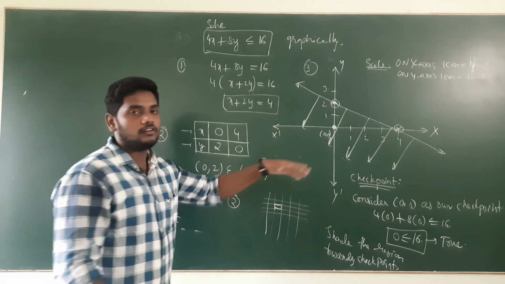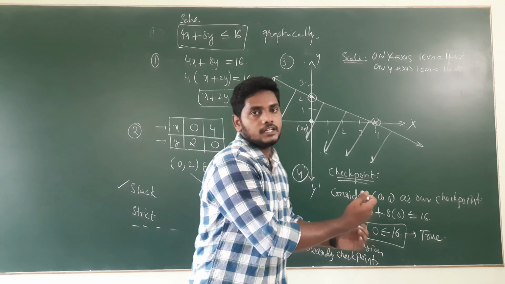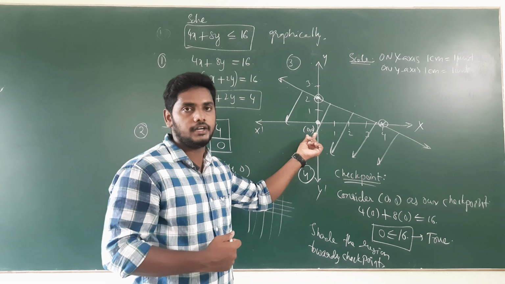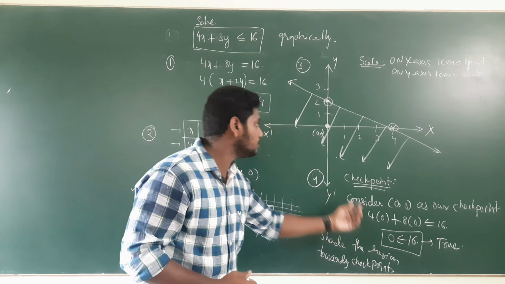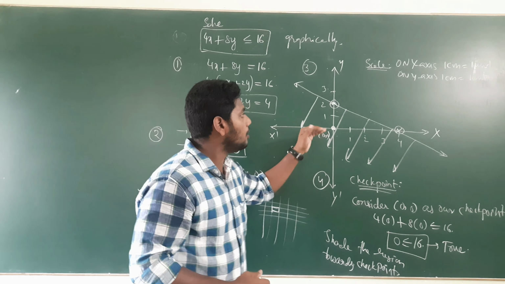The fourth step is the checkpoint. Why do we use a checkpoint? To identify the region, whether it is the lower of the plane, upper, left or right of the plane based on that line. So these are the 4 steps. After that, whether it is true or false: true means shade towards the checkpoint. If it is false, shade opposite to the checkpoint, not this side, but the opposite side of the line. So these are the four steps.